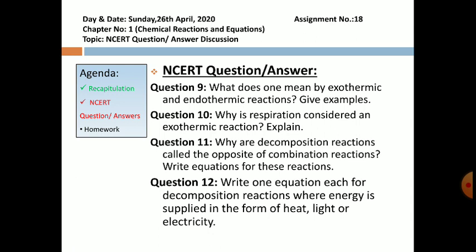Coming to question number 9. What does one mean by exothermic and endothermic reactions? Give examples. Chemical reactions that release energy in the form of heat, light or sound are called exothermic reactions. Example: when you react sodium with chlorine, it gives sodium chloride and 411 kilojoules of energy.